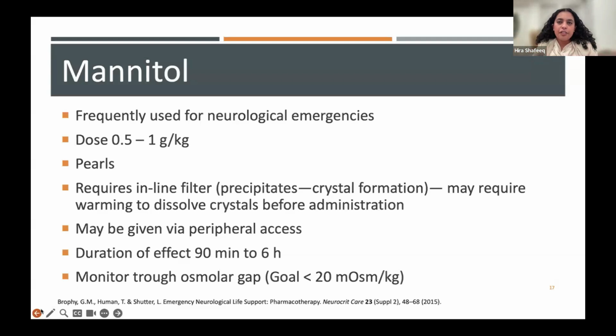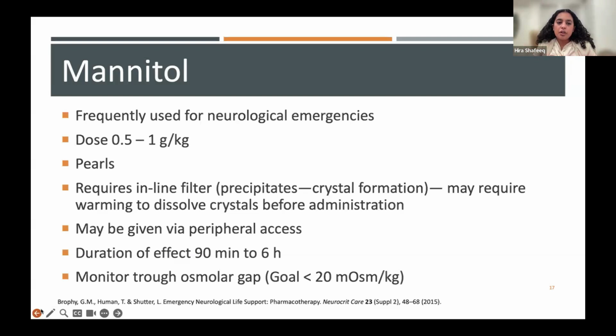Now, how feasible it is in your hospital varies. I know for my hospital, it's certainly not. It can take up to 2 hours just for a lab result to come back, but perhaps in your hospital, it is feasible to get it right at that time and get the result in time. And the recommendation is as long as the osmolar gap is less than 20, you're able to give the medication.